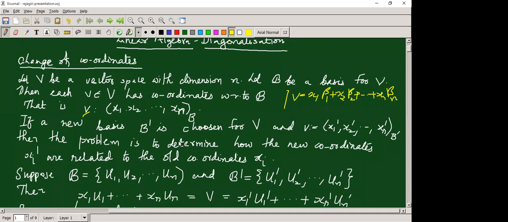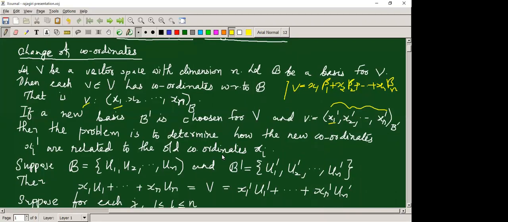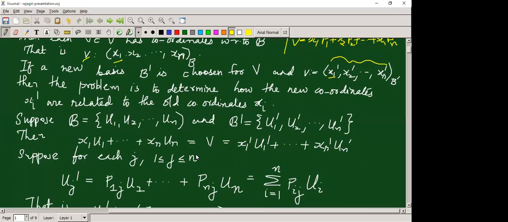Then the change of coordinates problem is to determine how the new coordinates xi dash are related to the old coordinates xi. So as a whole, what is the relation between x1 dash, x2 dash, etc., xn dash and x1, x2, etc., xn? For simplicity, we are taking the first basis B as u1, u2, etc., un, and the second basis B dash as u1 dash, u2 dash, etc., un dash.